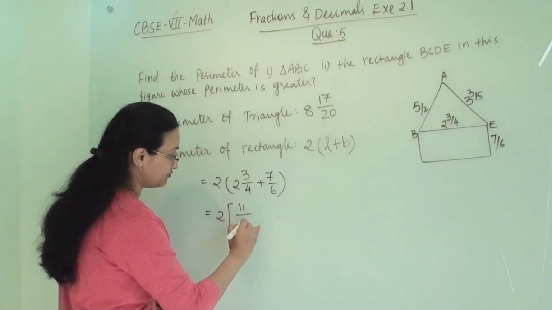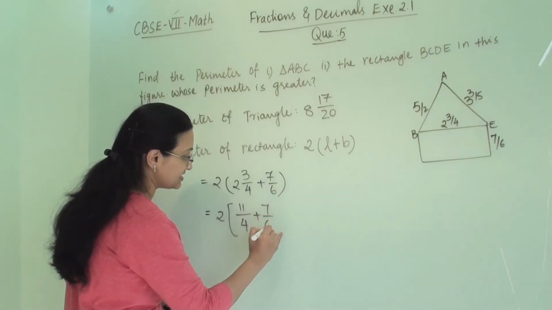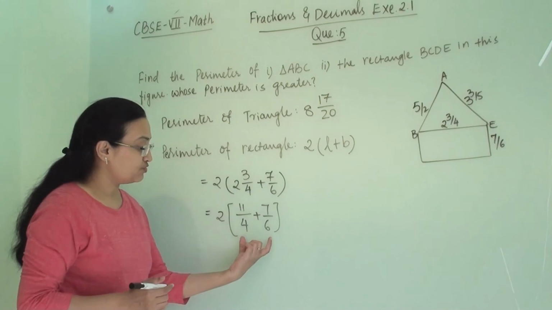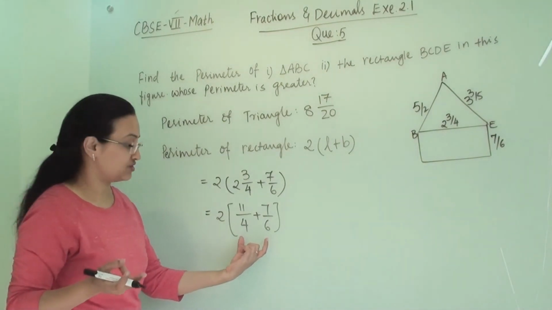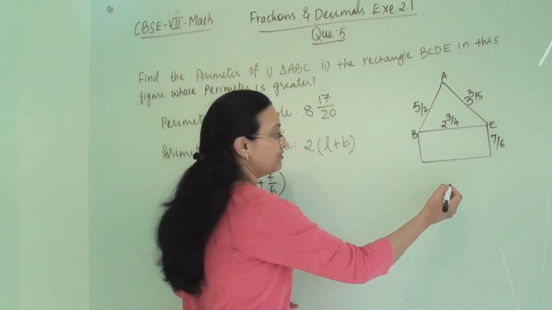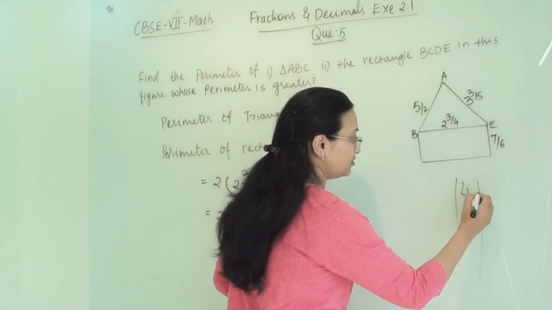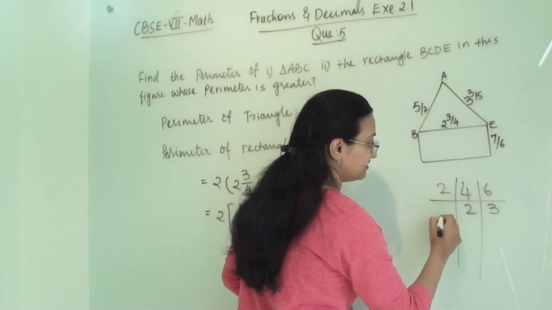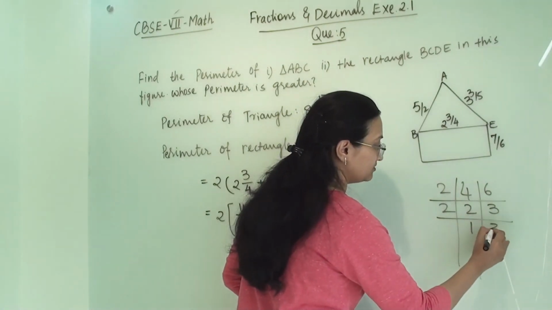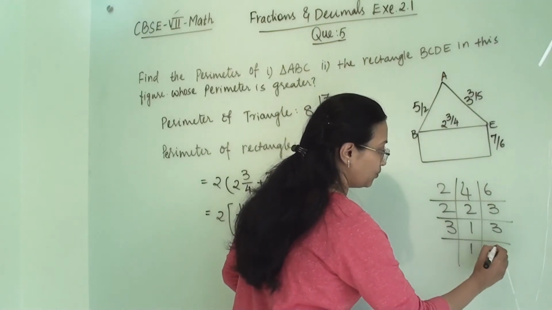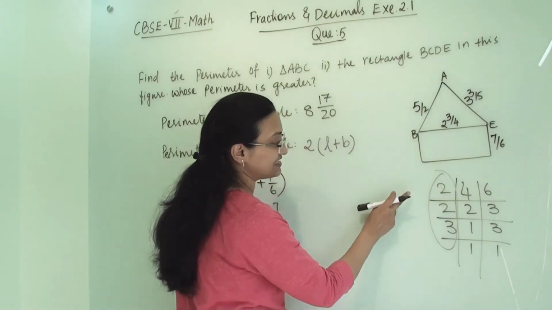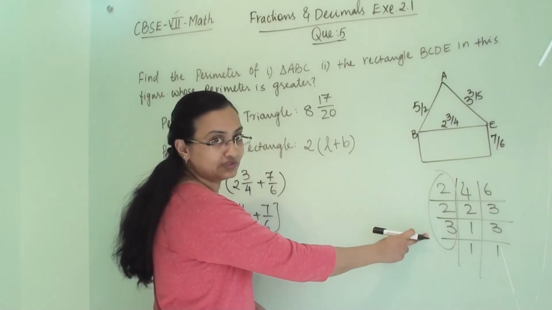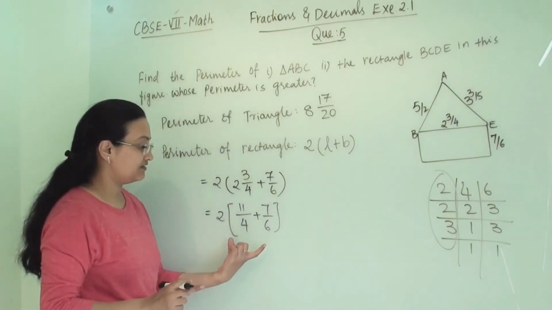So 11/4 plus 7/6. Here both are unlike fractions, so we have to convert them into like fractions. For these two we have to find the LCM. So 4 and 6: 2, then we get 2 and 3, again 2, 1 and 3, then 3, 1, 1. So this is going to be our LCM. 2 into 2 is 4, 4 into 3 is 12. So 12 is our LCM.